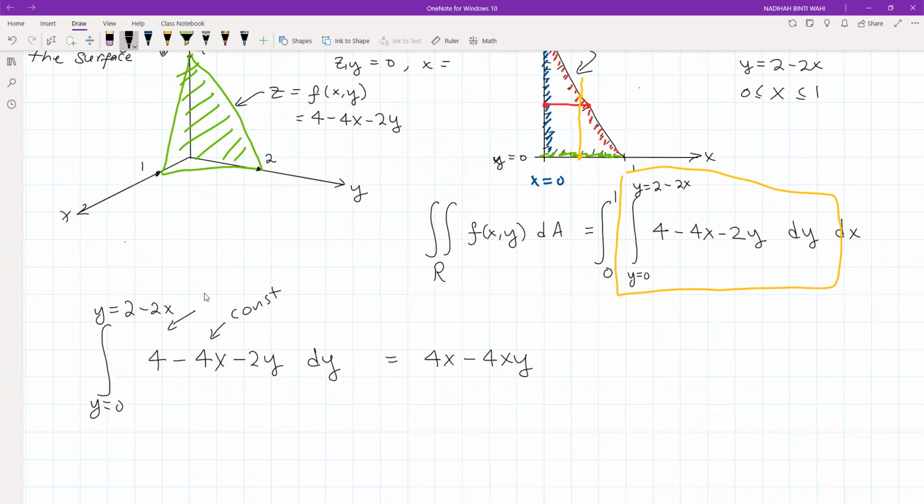And this is also a constant. 3x as a constant. And then it should be y, not x. This one should be y. 4y minus 4xy, and then minus y squared, evaluated from 0 to 2 minus 2x. Okay, so any questions so far?